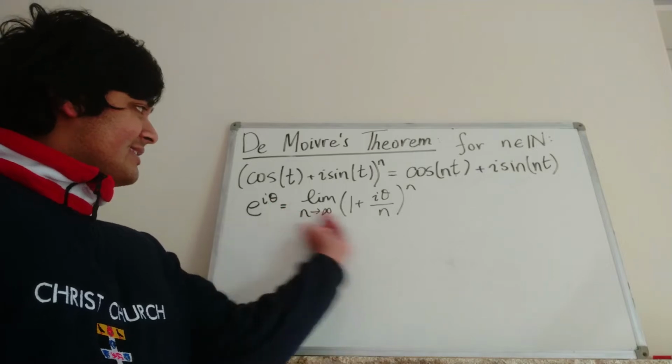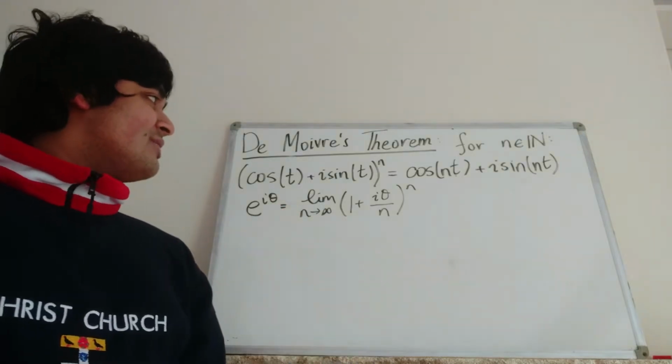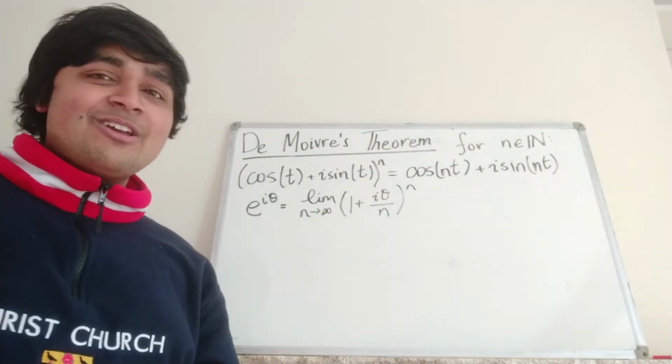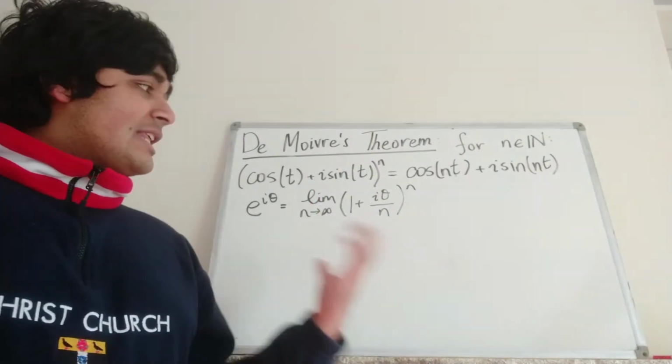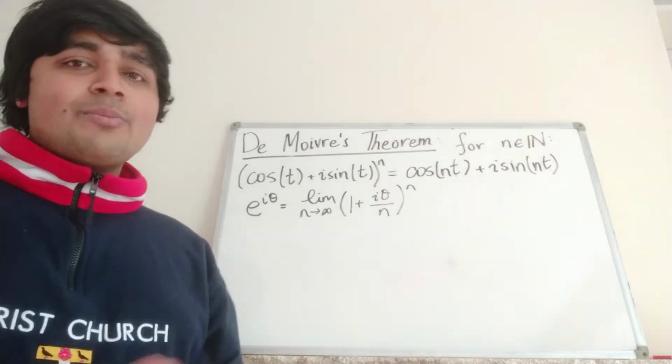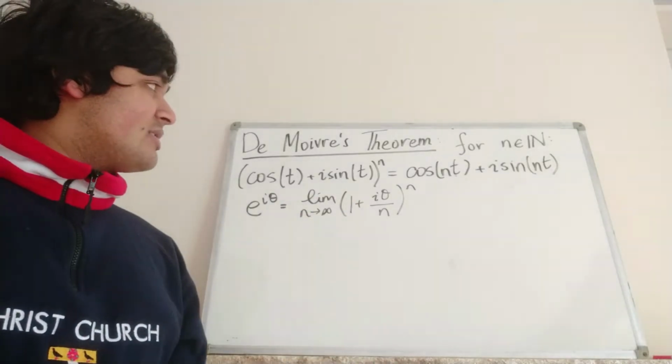We're going to use this here, e to the i theta equals the limit as n goes to infinity of 1 plus i theta over n, all raised to the power of n. So that's just essentially my final limit that I had written on the whiteboard, except with z replaced with i theta, and theta is just some real number.